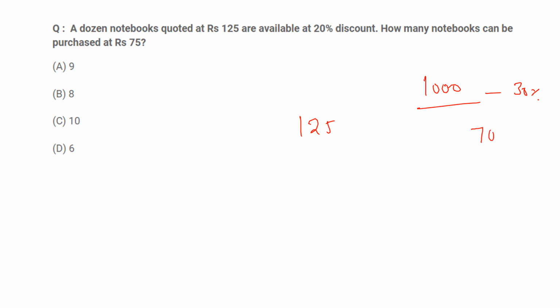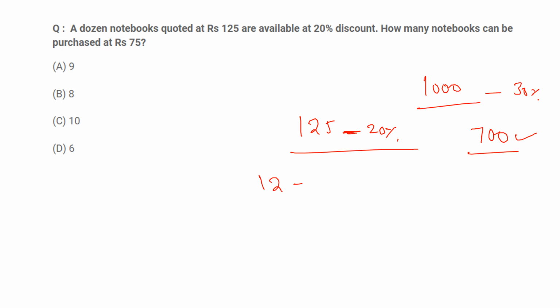Then the final price is 700, like that, right? Here the quoted price, without discount, they are saying 125 rupees, and they are giving a 20% discount for notebooks. For a dozen notebooks, dozen in the sense 12, right? What is the final price of 12 notebooks? You can say here 20% of 125.